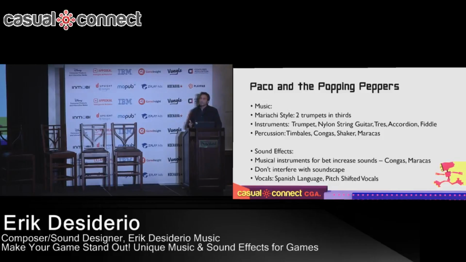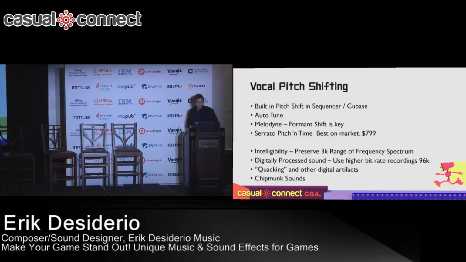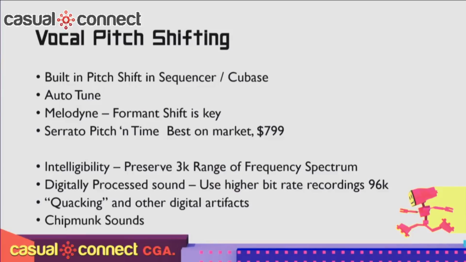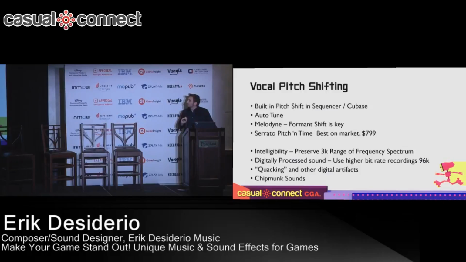We pitch shifted things up an octave or two, depending, and I'm going to go into depth on that. Different methods for vocal pitch shifting are to use the pitch shifter in Cubase or whatever sequencer you're using. A lot of times I find this ends up having a lot of audio artifacts. So I did end up using a lot of experimentation in order to find the best way to pitch shift things. Autotune was okay, but for me, Melodyne works the best because you have a formant shift in Melodyne that allows you to really maintain the intelligibility, which for me is very important.